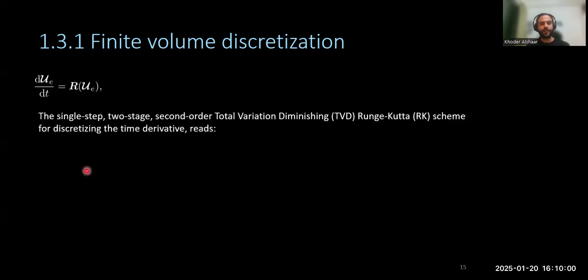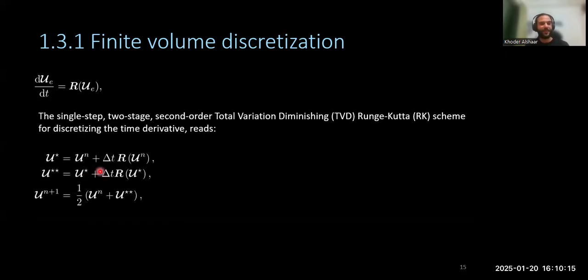The time derivative in this formulation will be discretized using a single time step, two-stage, second order total variation diminishing Runge-Kutta. I know it's a big name, but it's worth it, because we have a very accurate, second order time discretization, and it's very simple. It's only two-stage, and we solve the system twice, basically, and then we take the average of the fields of the previous two stages.